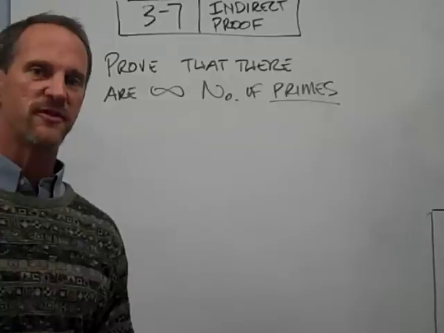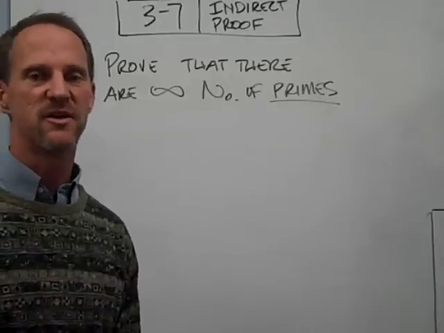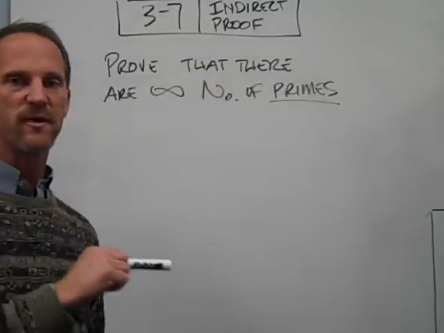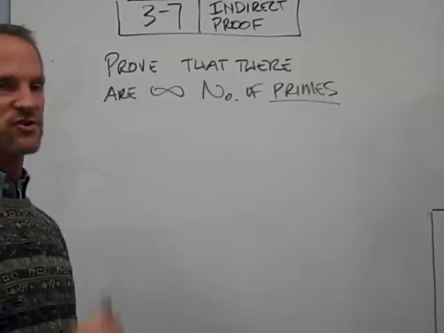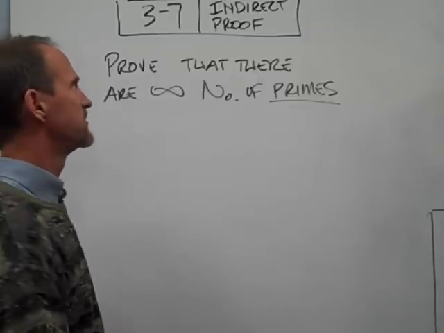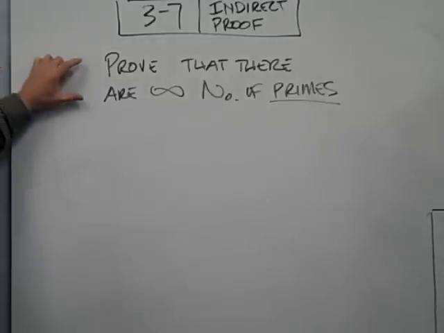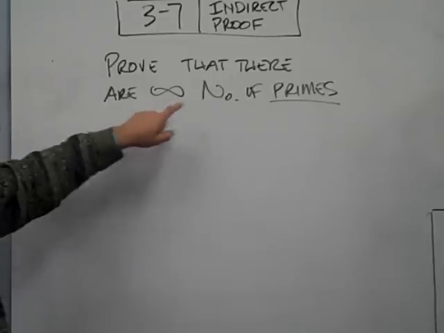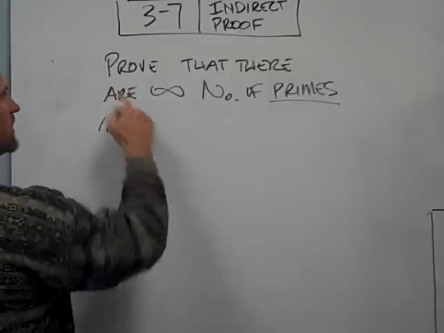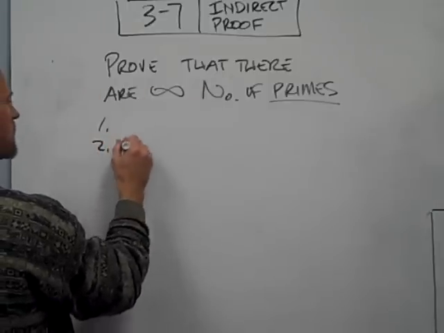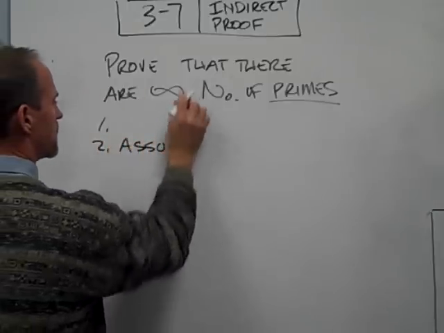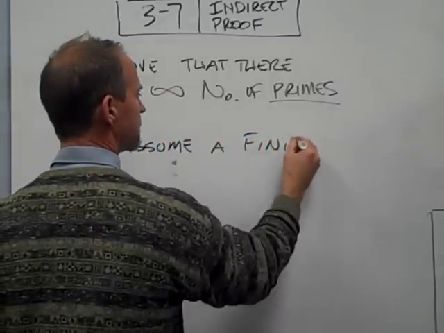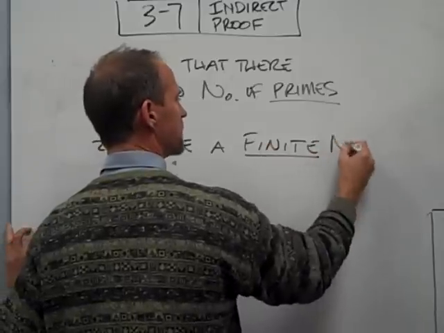That's right, you assume that there is some finite number of primes, then you show that there's a contradiction. Alright? So again, indirect proof, it's all about assuming the opposite of what you're trying to show, and then show that there's a problem with that, and that means your original assumption of the opposite was false, so your original statement is true. Okay, so prove that there are an infinite number of primes. Step number 1, there's our statement. Step number 2, assume a finite, that means an ending, a finite number of primes.